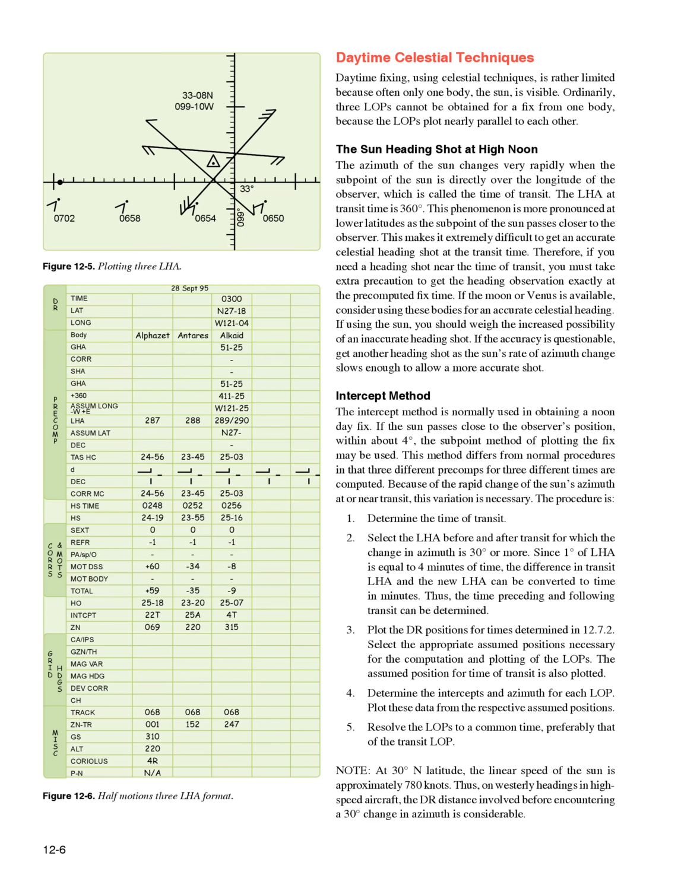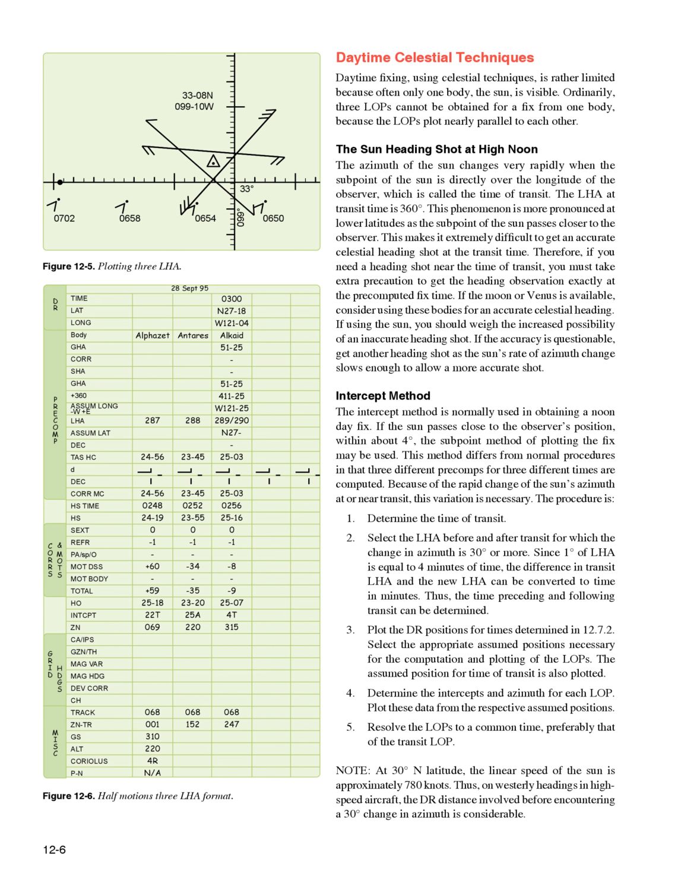Daytime celestial techniques. Daytime fixing, using celestial techniques, is rather limited because often only one body, the Sun, is visible. Ordinarily, 3 LOPs cannot be obtained for a fix from one body, because the LOPs plot nearly parallel to each other. The Sun heading shot at high noon. The azimuth of the Sun changes very rapidly when the subpoint of the Sun is directly over the longitude of the observer, which is called the time of transit.